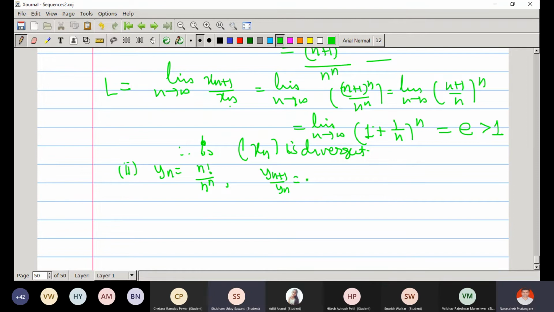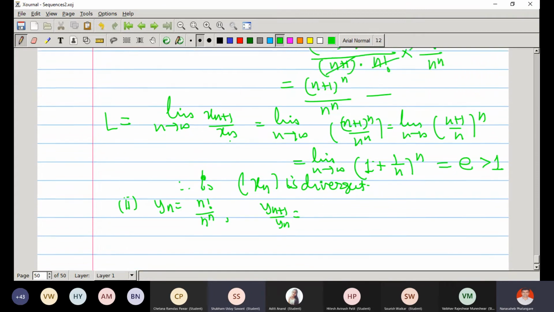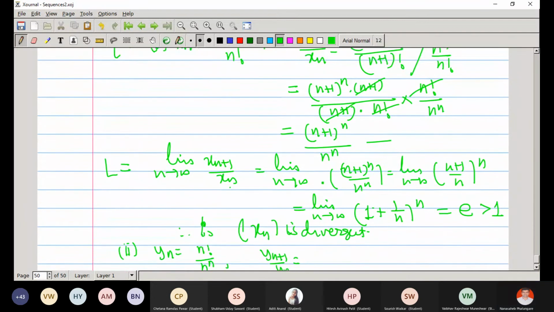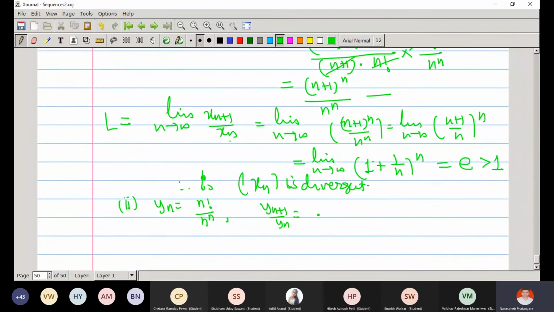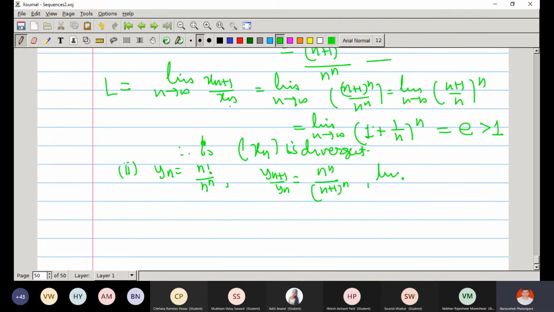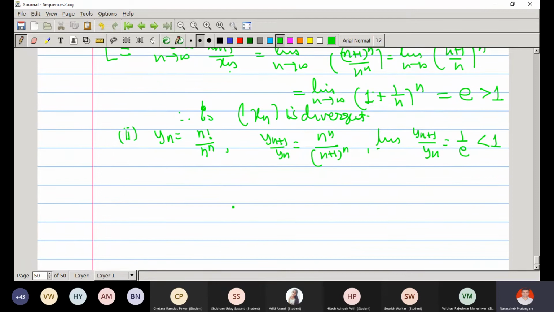So what is yn plus 1 upon yn? Just do the similar calculations as we did before. Is it same as n raised to n upon n plus 1 raised to n? You check it. Right? And now what is limit of yn plus 1 upon yn? It is just inverse of the previous one, 1 by e, which is less than 1. You check all the calculations.